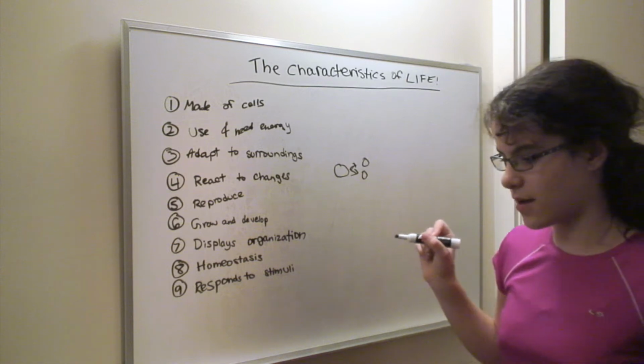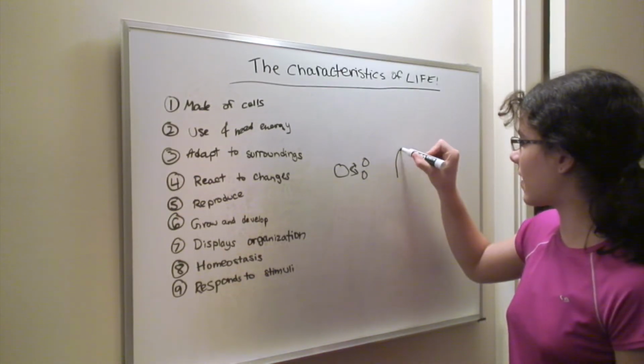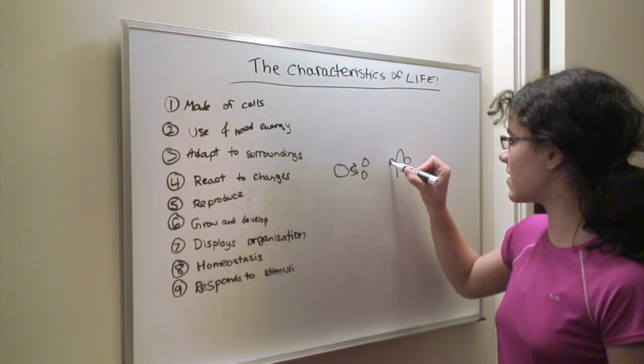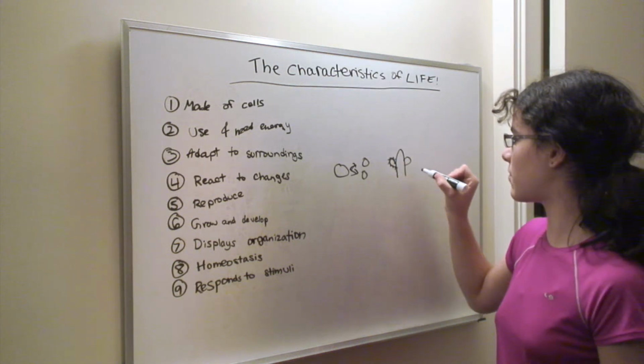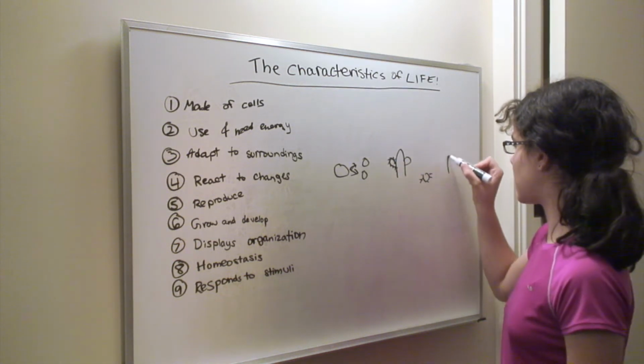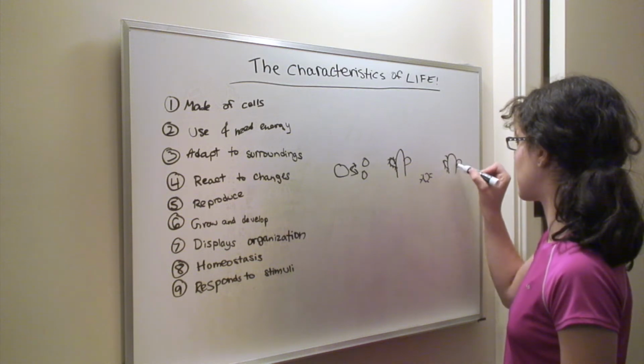And budding, like a cactus. And these little things on the side are buds. And if they get planted in the ground, then they turn into another cactus.